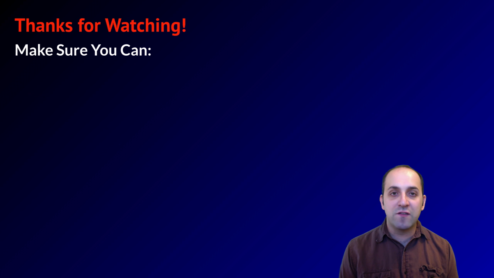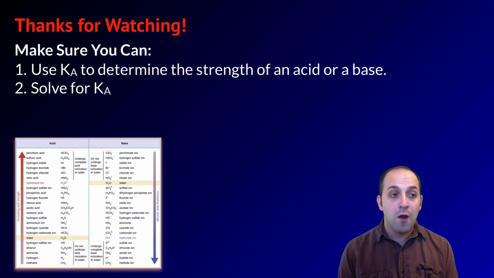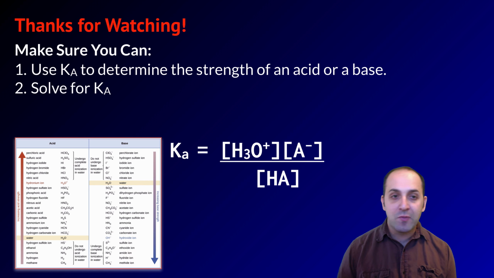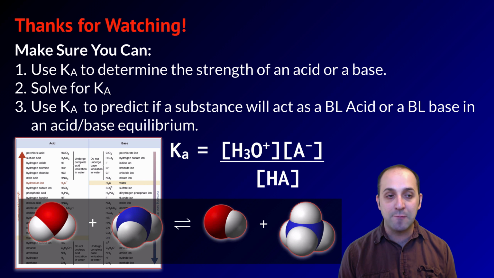Thanks so much for watching our discussion of acid and base strength. Make sure you can do the following things here at the end. Make sure that you can use Ka to determine the strength of an acid or a base. Make sure that you can solve for Ka and make sure that you can use it to predict if a substance will act as a Bronsted-Lowry acid or a Bronsted-Lowry base in an acid-base equilibrium.